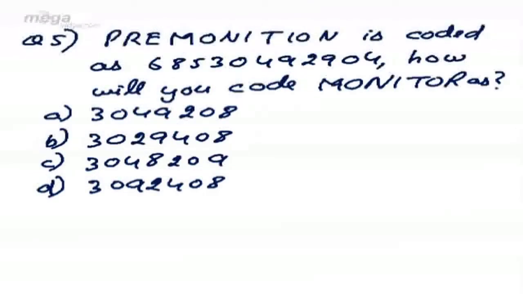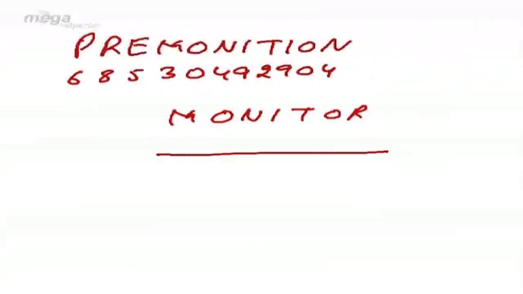Fifth question is, premonition is coded as 6853049290. How will you code monitor as? The four options are given to us. Now a student can fall in the trap of this question if they try to analyze it. Suppose without doing the trick, if they want to find out why P is written as 6 or why R is written as 8, they can fall in the trap of this question. Otherwise, this is the easiest type of coding decoding question.